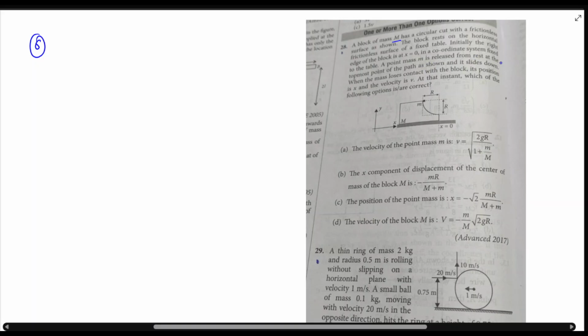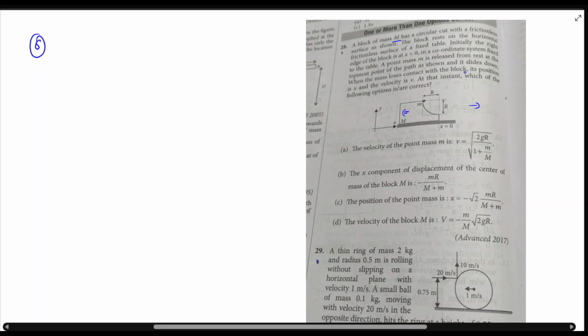A point mass m is released from rest at t equals 0. It slides down. So what happens is it starts to slide down, it will move like this, and the block will move in the backward direction. It will happen because initially they are at rest, so in the horizontal direction the momentum is conserved. So if this particle moves like this, the block will move backward, and hence the center of mass should be at rest.